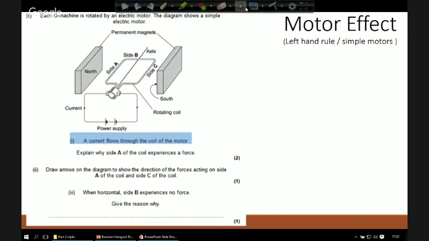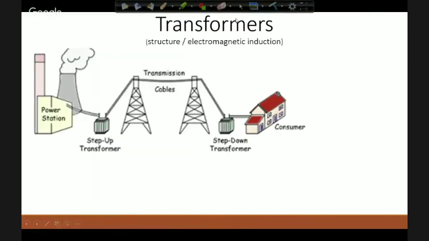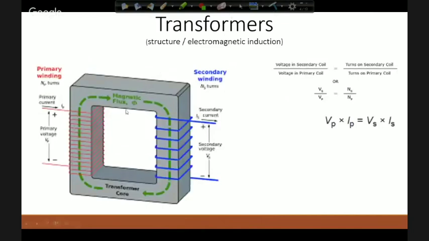Okay, just another couple of minutes, and we're going to look quickly at transformers. The national grid includes the step up and step down transformers and the cables. A step up transformer increases the voltage, reducing the current, and it does this to reduce heat loss due to resistance in the cables. Secondly, the step down transformer will reduce the voltage and increase the current to make the voltage safe for homes.